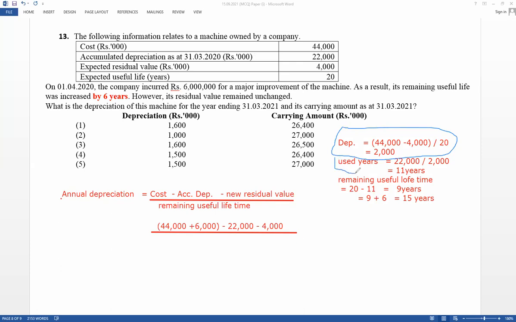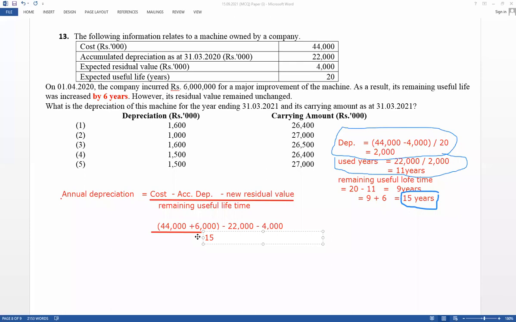Then the used years can be calculated. This is the second part. Then the remaining lifetime can be calculated. This is the lifetime you have to consider. Therefore, remaining lifetime equals 15 years. 20 years available, 11 years used, remaining 9 years, 9 plus 6, increase by 6 years. Therefore, divide by 15 to calculate annual depreciation.